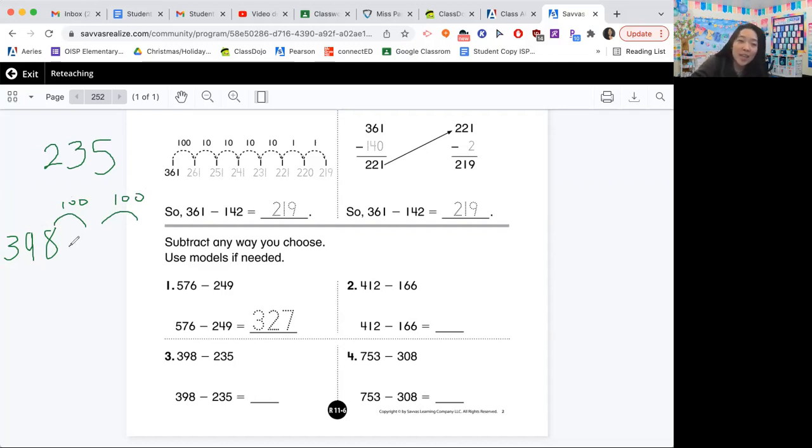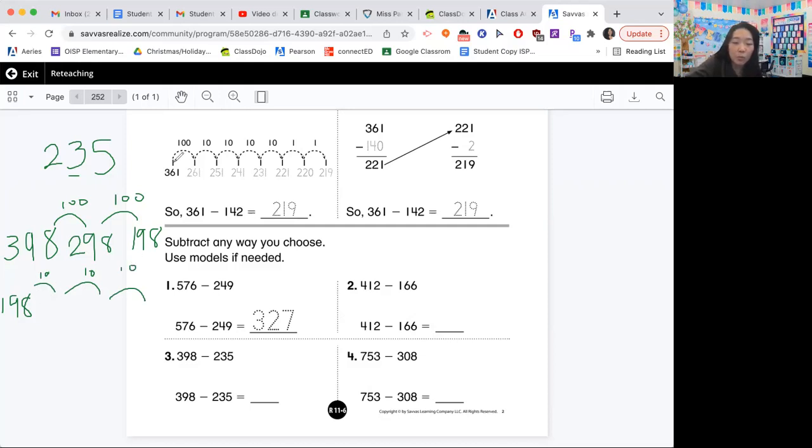So 398 minus 100 equals 298. 298 minus 100 equals 198. Okay, we're at 198 now. We need to subtract 3 tens. So 1, 2, 3.